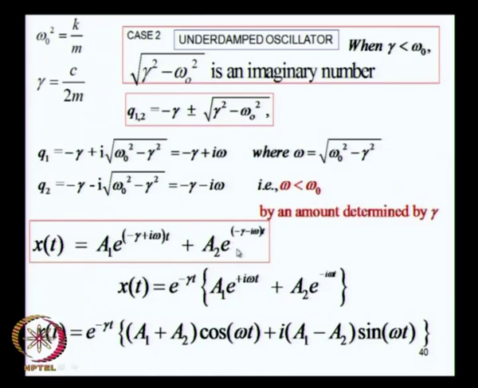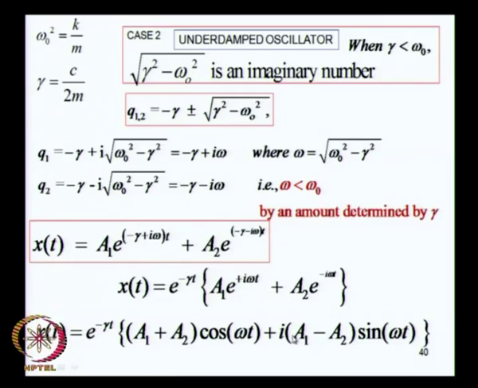Now, e to the minus gamma t is a common factor to both of these, so I factor it out. The remaining part of the solution can be written in terms of the cosine and sine functions instead of the exponential function, because e to the i theta is just cos theta plus i sin theta. So, you can write these exponential functions in terms of cosine and sine functions.